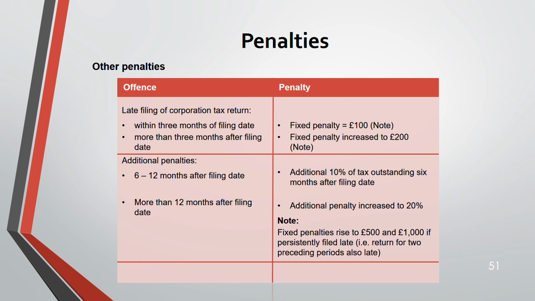Fixed penalties rise to 500 and 1000 if you are persistently filing late. That means the returns for the 2 preceding periods were also late. Failure to keep the required records is up to 3000 per accounting period. So know the offense and know the penalty for that type of offense.